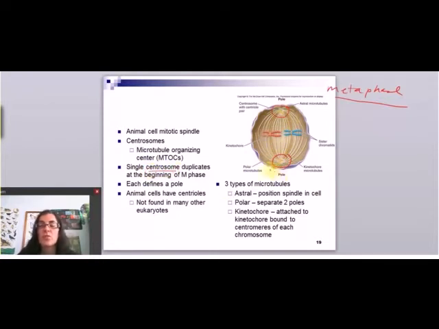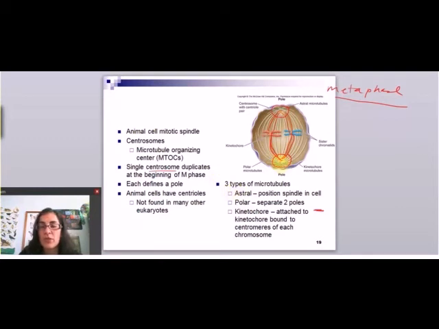So the 2 centrosomes, and out of those centrosomes grow microtubules. So the microtubules grow out of the centrosome. So I'm going to grow some microtubules here. The ones I've drawn in red are kinetochore microtubules. Kinetochore microtubules will grow from the centrosome and attach to the chromatids.